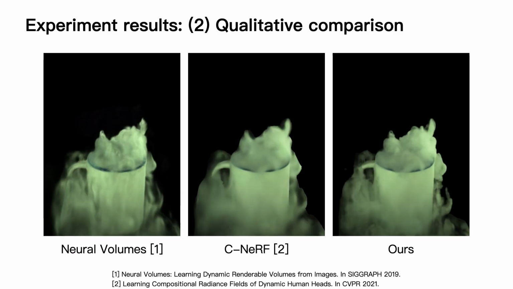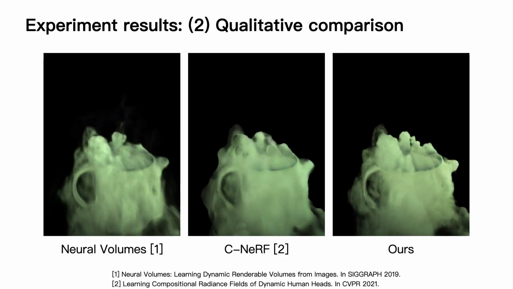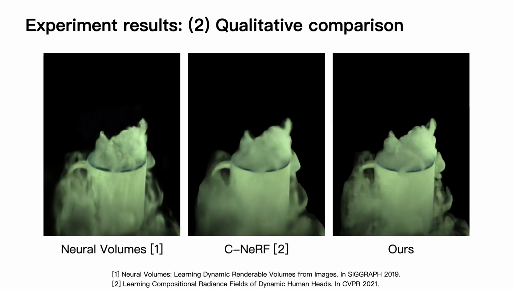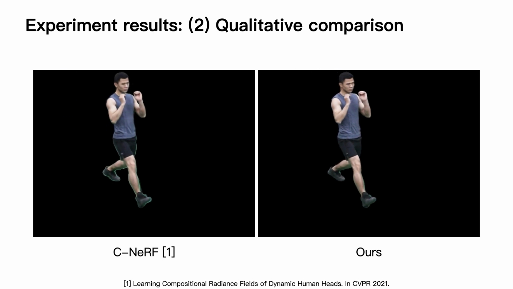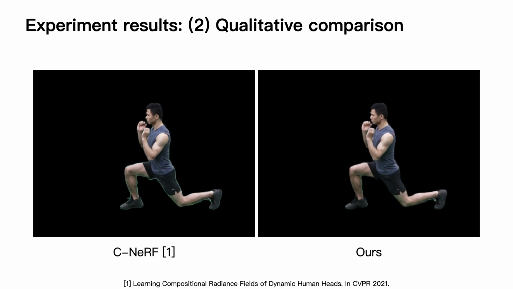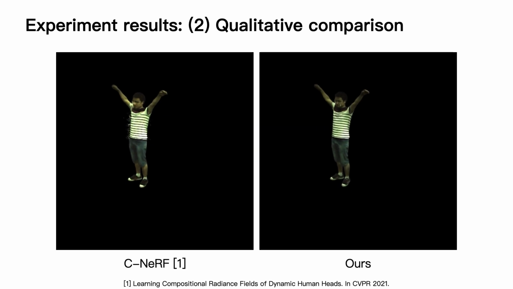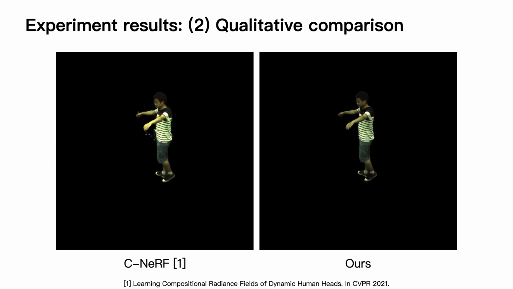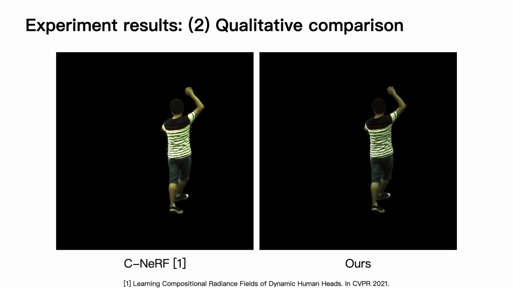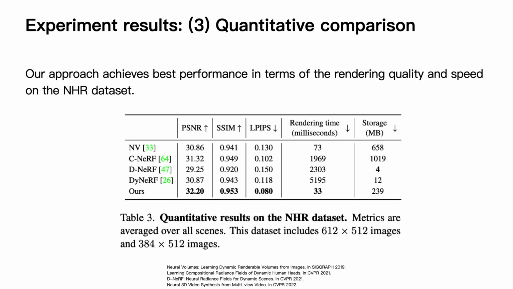Next, we present the qualitative comparison with a previous state-of-the-art method. Our approach significantly outperforms it. This is another comparison. Here are quantitative results. Our approach achieves best performance in terms of the rendering quality and speed on the NHR dataset.